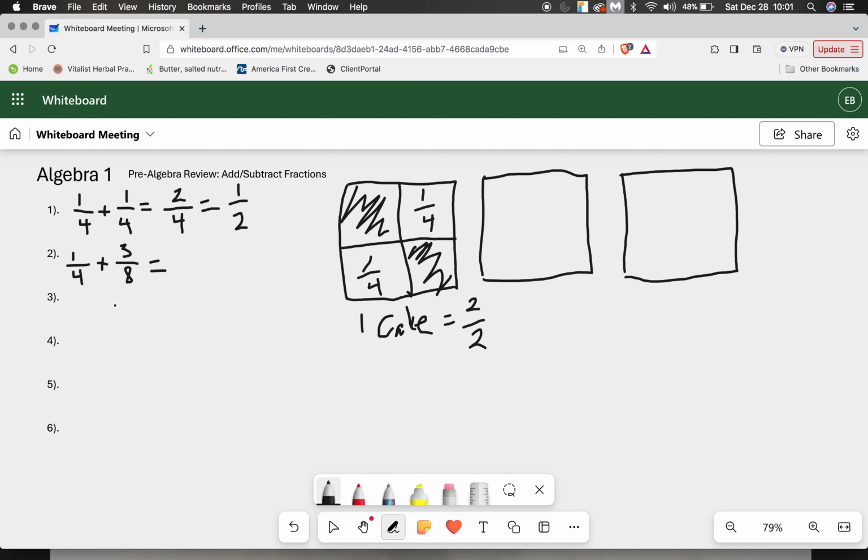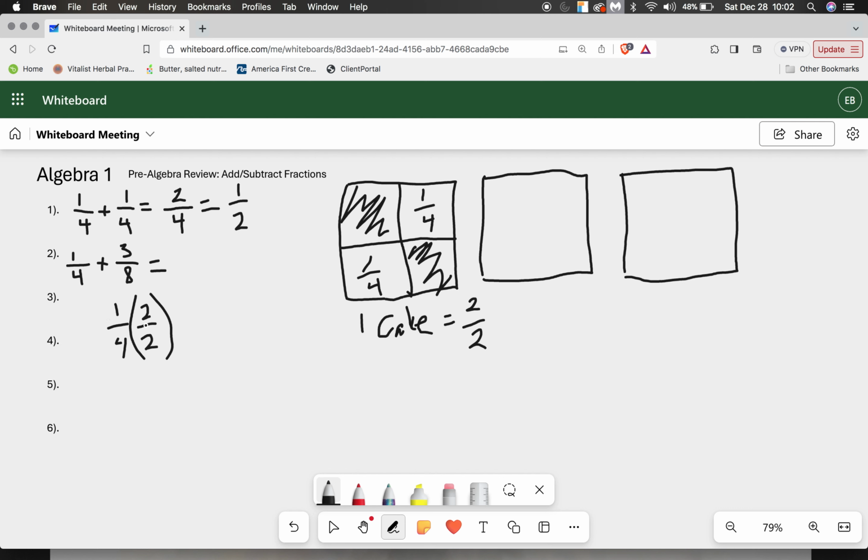I'll show you how. So 1/4, and if we multiply 1/4 times 2 over 2. Remember, 2 over 2 is the same as 1, and 1 times anything is just that thing, right? We have 1 of 1/4.